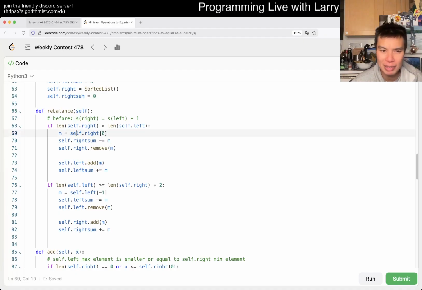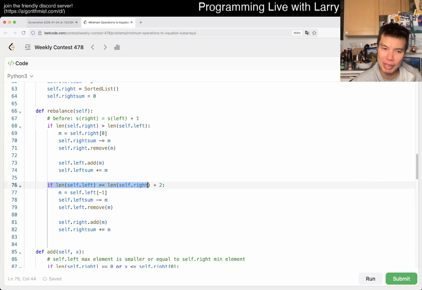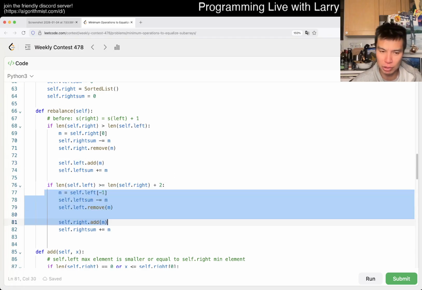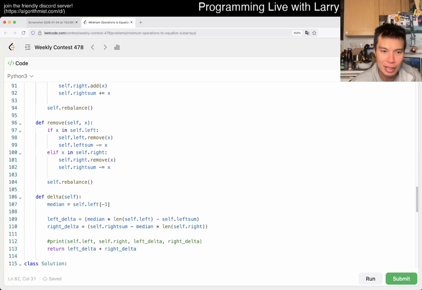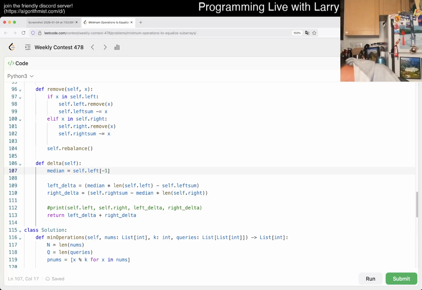And then rebalance is just, if there are too many things on the right side, we move the smallest number and put it on the left, keeping track of the sums as well. If there are too many things on the left side, we do the same thing, just we move from the left and put it on the right. And then the delta, we get the median, which we define as this. Keep in mind that if there are two medians, it doesn't matter which one you pick, so just be consistent and make sure that it always works.